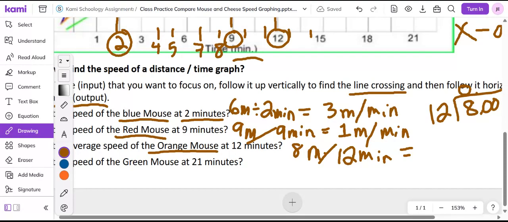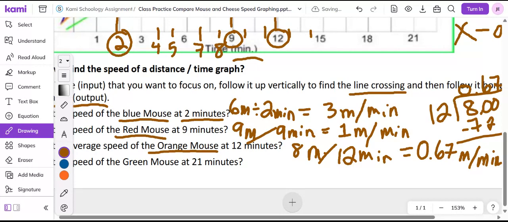12 goes into 8 0 times. 12 goes into 80. That's going to be 6. 6 times 12 is 72. And that's going to end up being our repeating decimal. So 0.666, but rounded, that's going to be 0.67 meters per second. And I said second, but that's minutes. There we go. Okay, so it's less than 1 meter every minute.